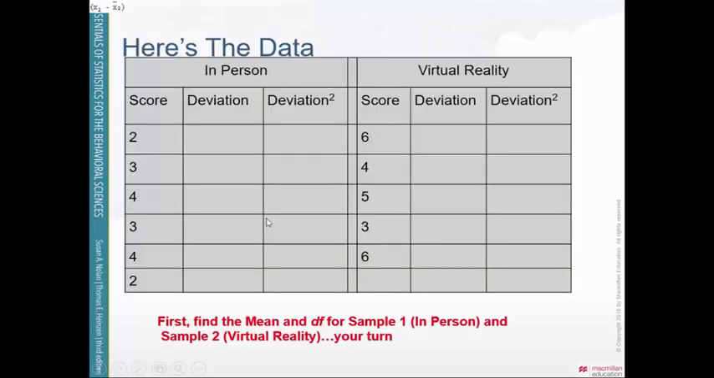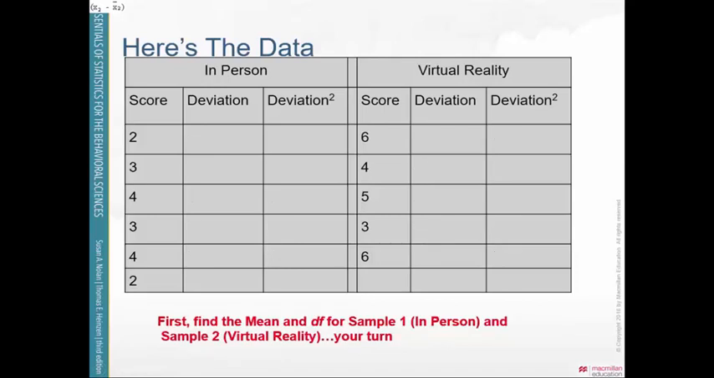Okay, so here's our data. Here's the students who took the in-person driving test, and here are their scores. And remember, these scores are number of errors that they made. And here's the students who took the virtual reality driving lesson, and here are the number of errors they made. And you can see here that we've got a different number of participants in each group, and that's okay. So first thing, find the mean and degrees of freedom for sample 1 and the mean and degrees of freedom for sample 2. So pause it here, go ahead and do that.